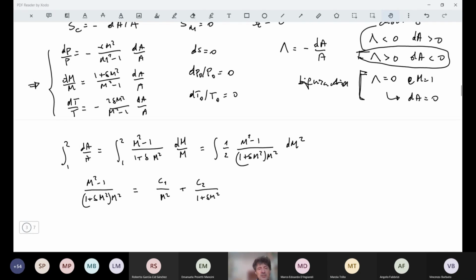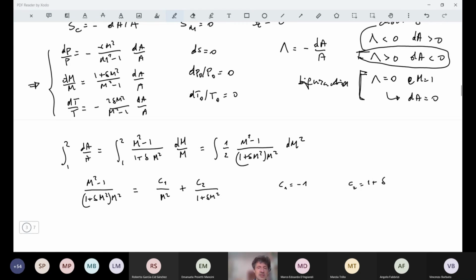If this can be expressed as the sum of two contributions, then I can make the integration for the first term and the second term, and I can do it because it will be something like dx over x. So we can compare the resulting numerator coming from considering the common denominator with M squared and 1 plus delta M squared. It will be C1 plus C1 delta M squared plus C2 M squared, and this must be equal to M squared minus 1. So making the equivalence of the zero order term and of the M squared term, we obtain that C1 is equal to minus 1 and C2 is 1 plus delta.